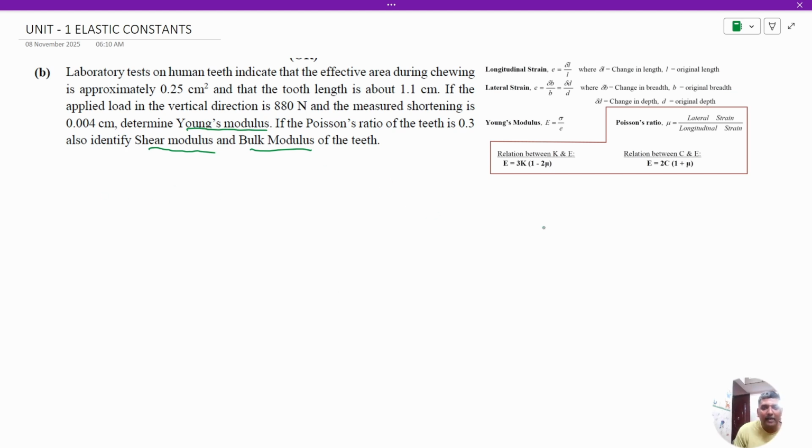We need the formulas for these. What is the Young's modulus formula? Stress by strain. Young's modulus is stress by strain. Shear modulus and bulk modulus are here too. If we relate Young's modulus and shear modulus, you get something like this. Okay, there are these two formulas. Based on this, let us identify what data are given.